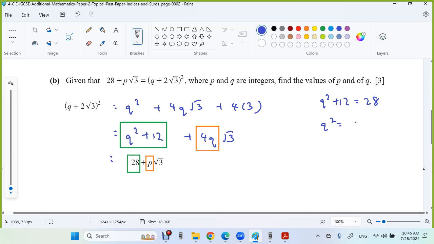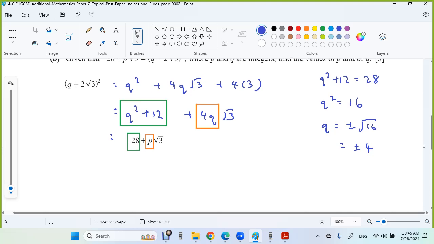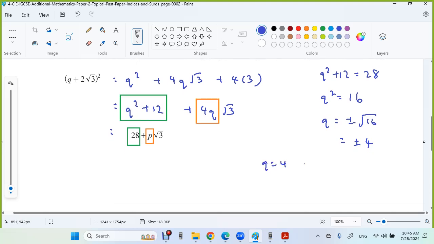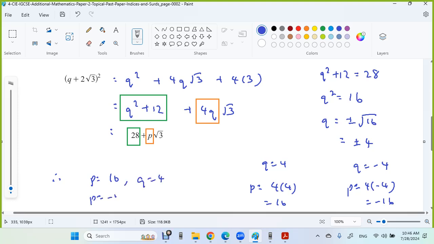Then q square is 28 minus 12, then is 16. So q is plus minus square root of 16, it is plus minus 4. So when q equals 4, then p is 4 times 4, and when q is negative 4, p is 4 times negative 4. 16 and negative 16. So when p is 16, q is 4. P is negative 16, q is negative 4.